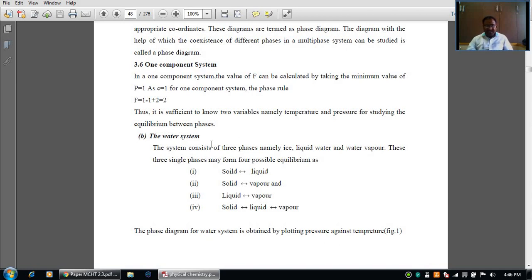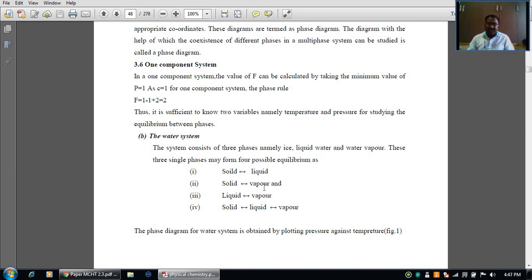In the water system, just imagine water changes into solid, meaning ice. That ice is again converted into water. So solid to liquid, liquid to vapor also. When water is heated very strongly, it goes to the vapor state, that is, the gaseous state. The water changes from one phase to another, from ice to vapor, solid to liquid, liquid to vapor.